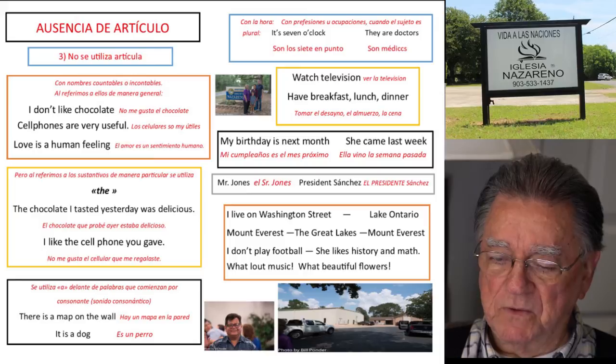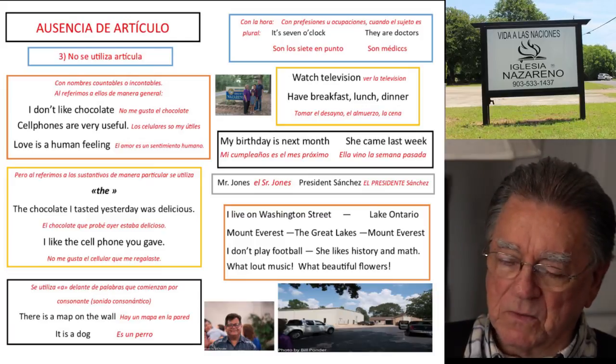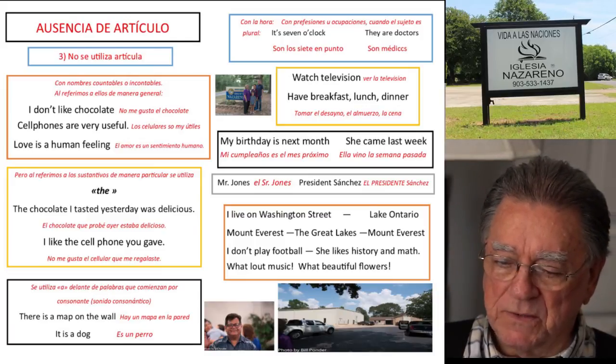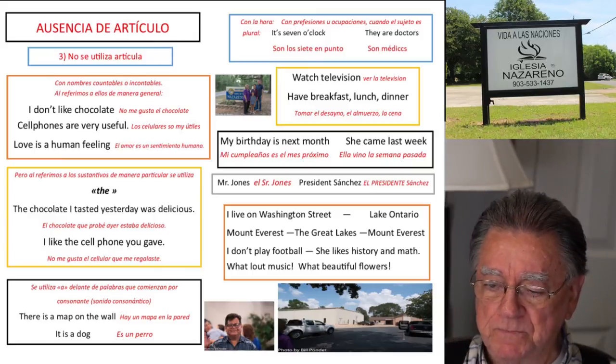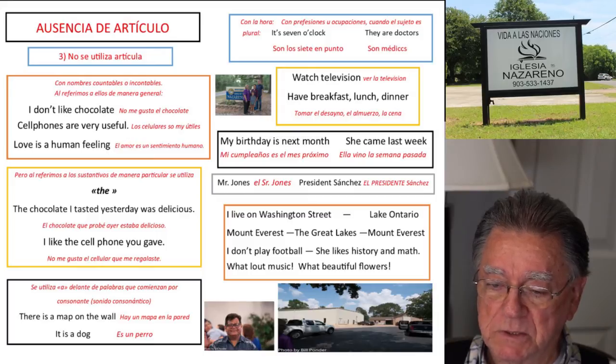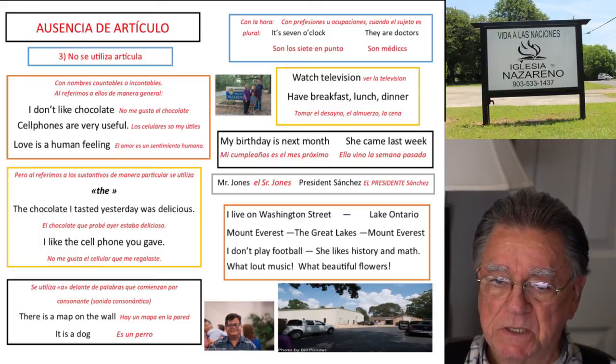I don't play football. In Spanish we would put el fútbol. We don't put an article there. And we also have the contraction there: I don't play football. We don't put "the football." Nothing there, with the ausencia de artículo.